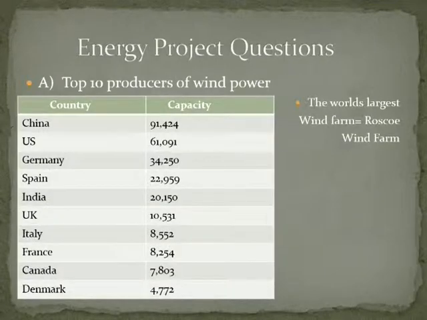The top 10 producers of wind power are China, the United States, Germany, Spain, India, United Kingdom, Italy, France, Canada, and Denmark. The world's largest wind farm is the Roscoe Wind Farm.